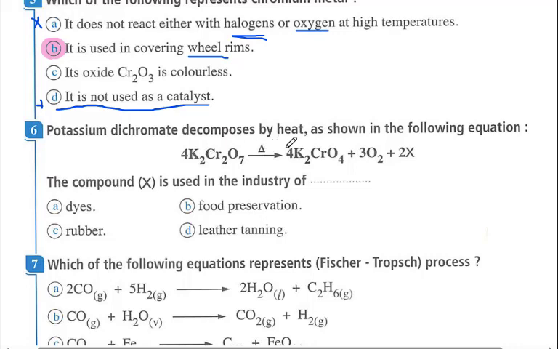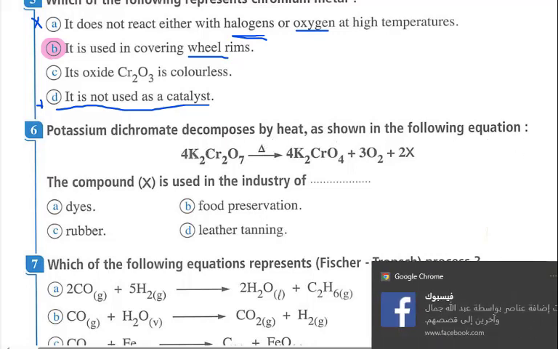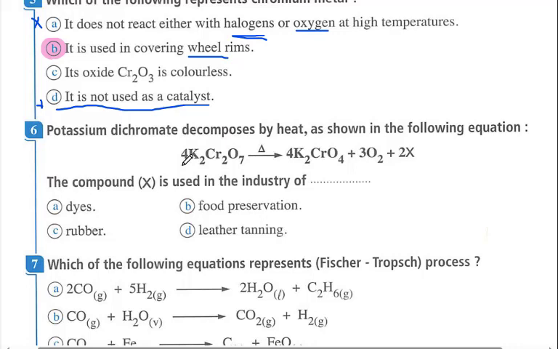Potassium dichromate decomposes by heat as shown in the following equation. So 4 potassium dichromate decomposes into 4 potassium chromate and 3 molecules of oxygen and 2 molecules of something. So the question is about this something. This is a balanced equation, so we can calculate. This is for potassium. Here in the reactants, 4 times 2, it is 8 potassium. Here 8 potassium also. So potassium is not found here.